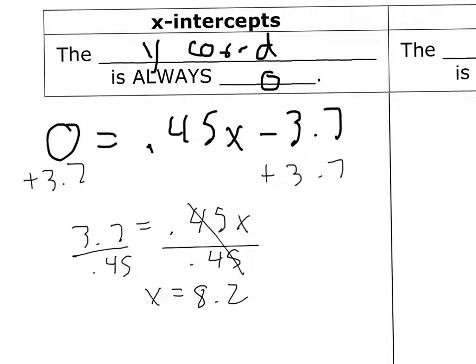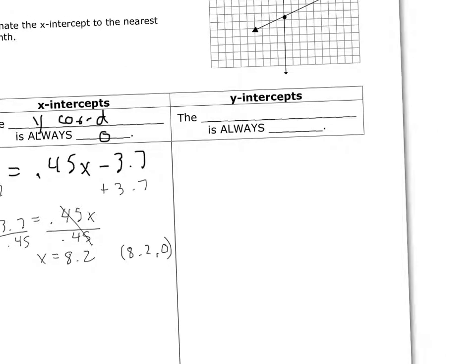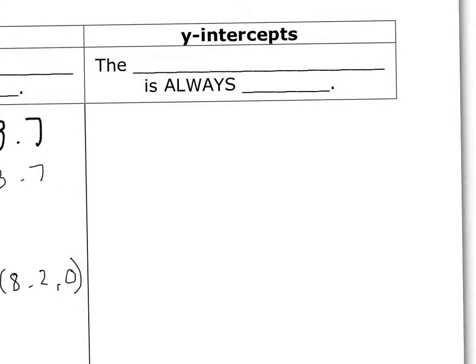Okay, so we know that our x-coordinate crosses at 8.2, so we know that happens at 8.2, and our y-coordinate, of course, is 0. Okay, so that's where our x-intercept is. Okay, but for our y-intercept, we know that our x-coordinate is 0. Okay, so we'll use the same equation again, except we'll plug in an x value of 0.